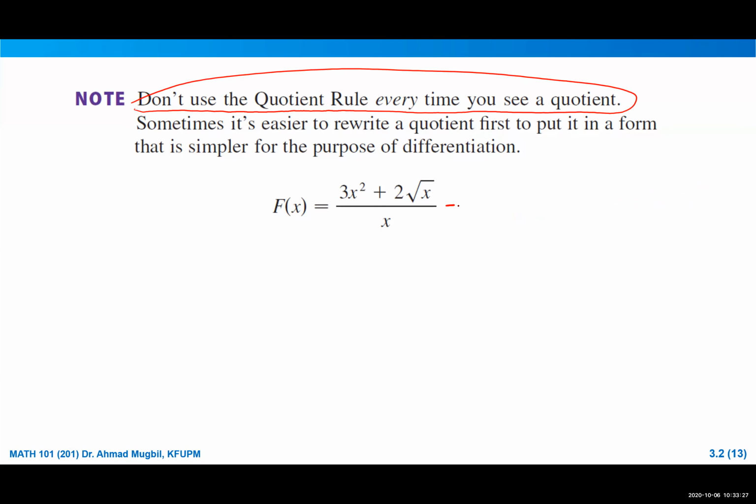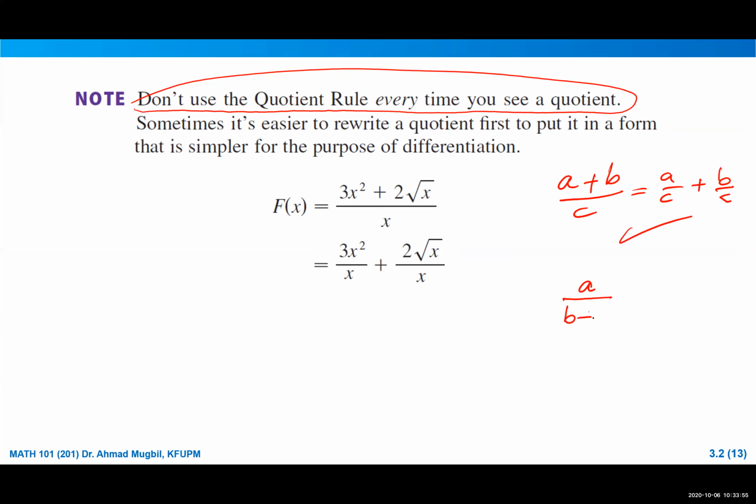In this case, it is easier to write it this way: 3x squared over x. So first of all, separate, and this is what we do when you have a plus b over c. This is a over c plus b over c. You can do that. This is true, but one of the mistakes that students make is that when you have a over b plus c, this is not a over b plus a over c. You should know this clearly from MATH101. So this is not true. Be careful.